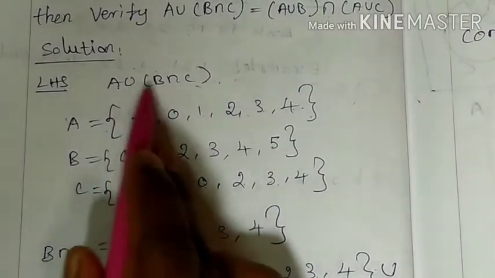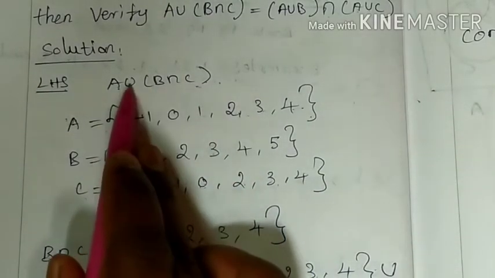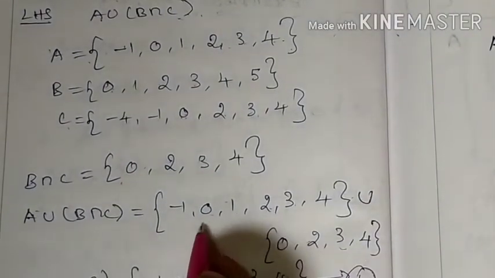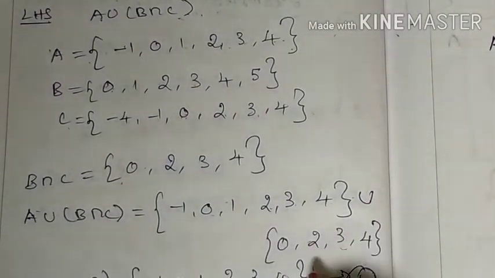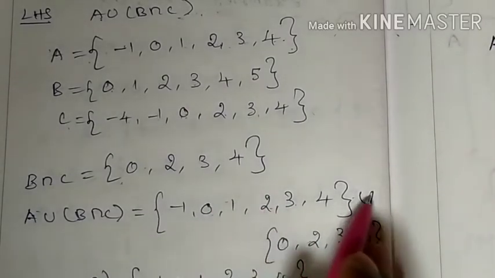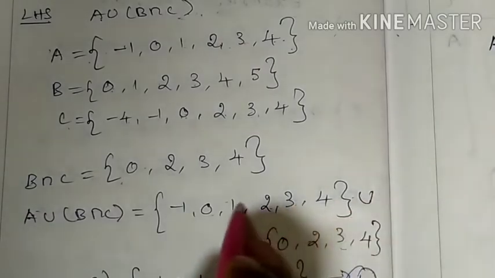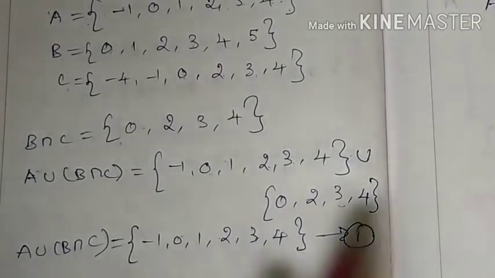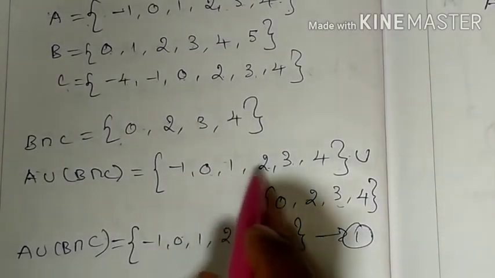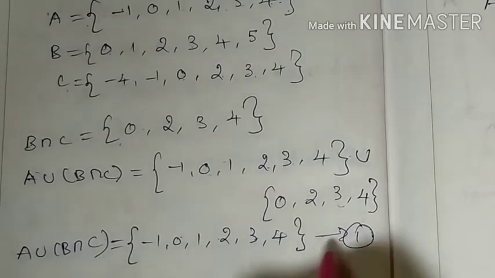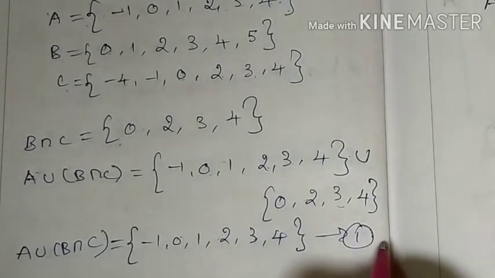Then find A union (B intersection C). Union represents together. Write both sets together in ascending order. We get minus 1, 0, 1, 2, 3, 4. This is for equation number 1.